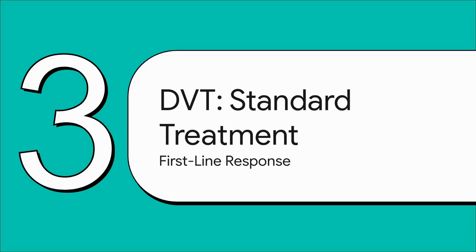Okay, so we've used Virchow's Triad to figure out the why. Now we get a Doppler ultrasound and boom, it confirms our suspicion. The patient has a DVT. So what's our immediate move? What's the first-line clinical response?